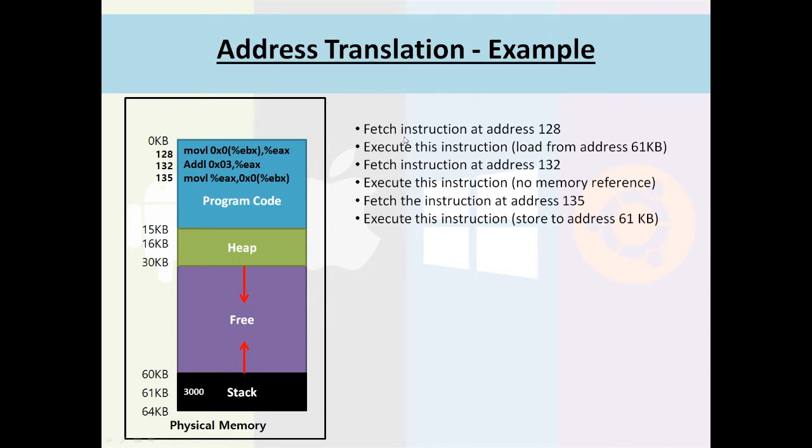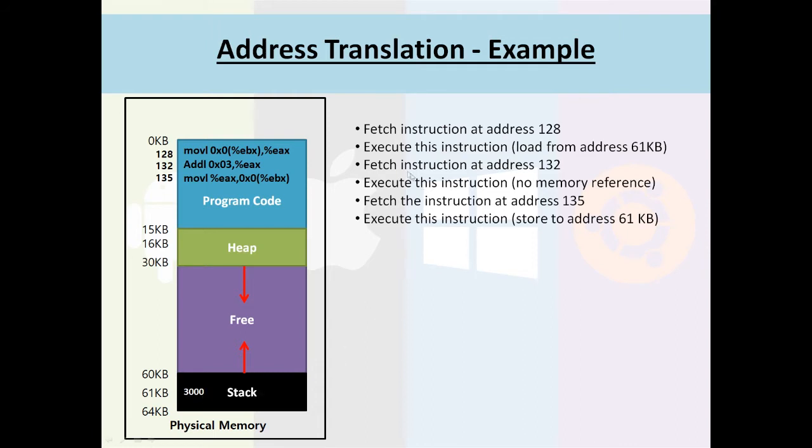So how would it be executed? Well, you would fetch the instruction at address 128. And what is the instruction at address 128? Well, it's this line here. You would then execute this instruction, and because we're talking about this EAX register, it would say load from address 61 KB. So that's this address over here in the stack, and it's going to load, say, this value.